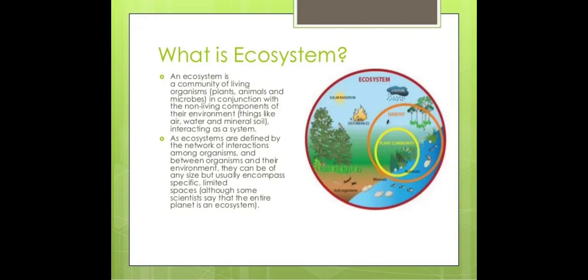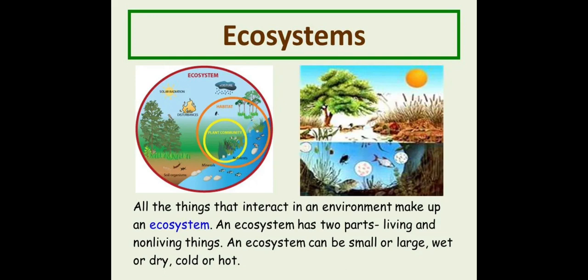They can be of any size but usually encompass specific limited spaces, although some scientists say that the entire planet is an ecosystem. Ecosystems, all the things that interact in an environment, make up an ecosystem. An ecosystem has two parts, living and non-living things. An ecosystem can be small or large, wet or dry, cold or hot.